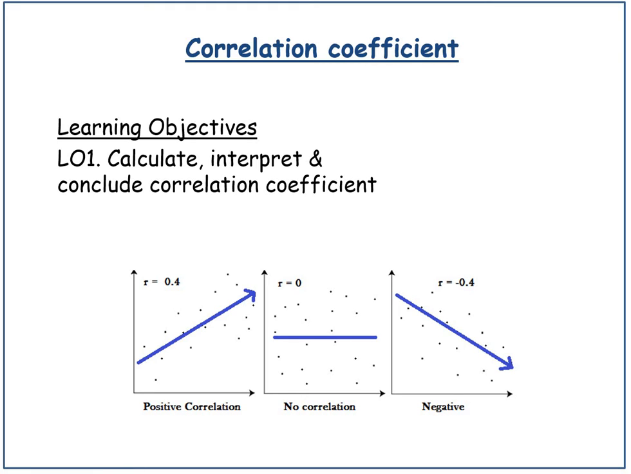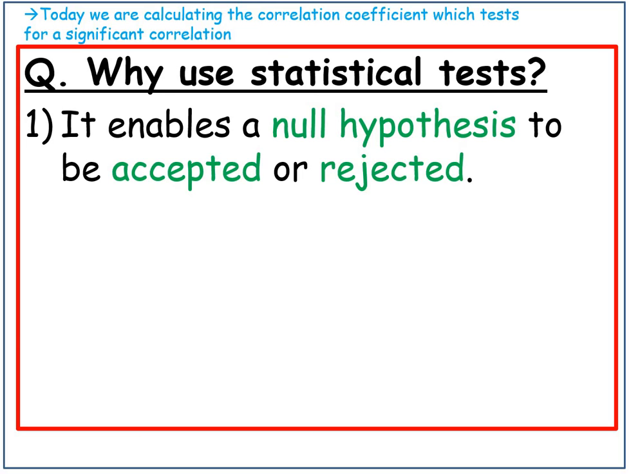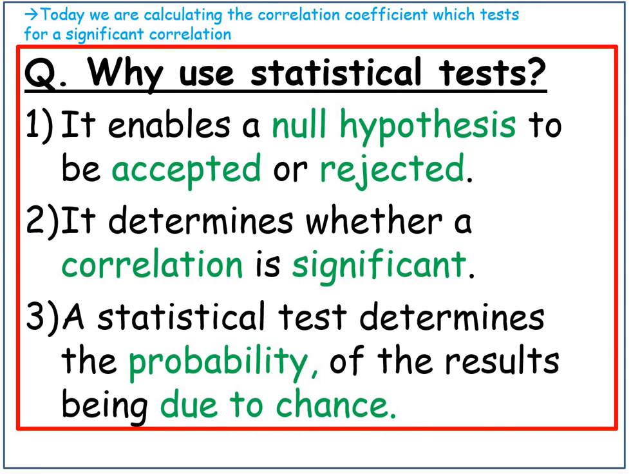Correlation coefficient. The learning objectives are to calculate, interpret and conclude correlation coefficient. So why do we use statistical tests? Well, it enables a null hypothesis to be accepted or rejected. It determines whether a correlation is significant. And a statistical test determines the probability of the results being due to chance.